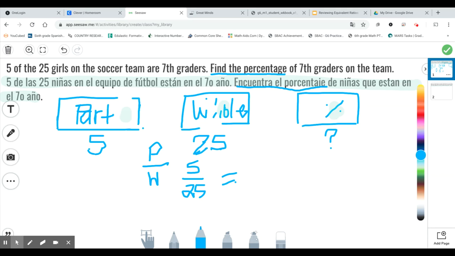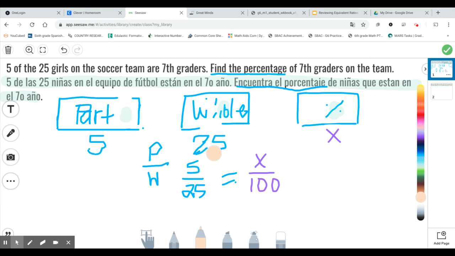We don't know what the percent is, but we do know how to use variables. So we're going to let X represent the percent. I'm going to change the color. So we know also that a percent is over 100. So now we have X over 100.